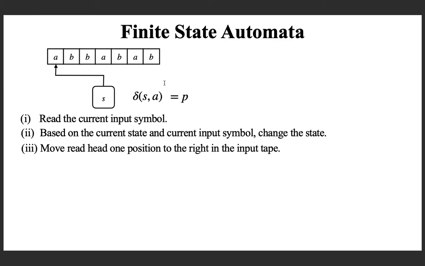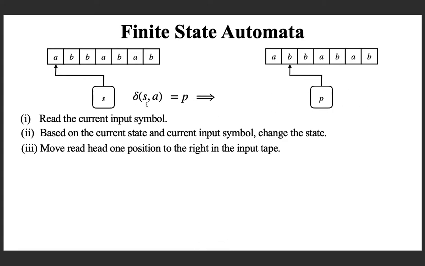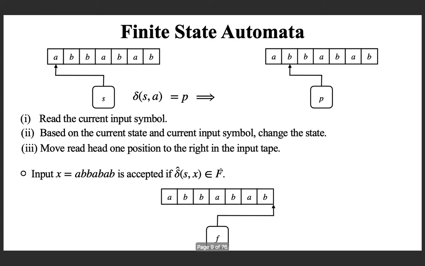So if you execute this move or transition in the automaton, then you will get this state where the state is changed from S to P, and the read head is positioned to the next symbol, and that's it. And when is an input like this, ABB, ABAB here, said to be accepted? When the computation of the automaton for the input X terminates in a final state. That means if the machine comes to this configuration, that is the input is consumed completely and the automaton is in a final state, then the input is accepted.